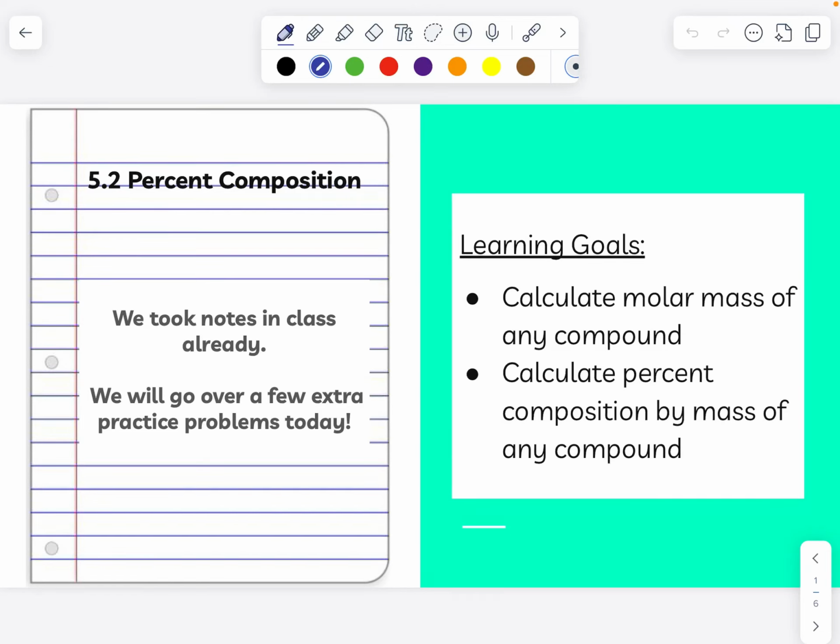This video is going to cover percent composition. Most of it should be a review, as we've already taken notes on this. We'll go through a couple of problems together, and then you'll have a chance to try a few on your own.